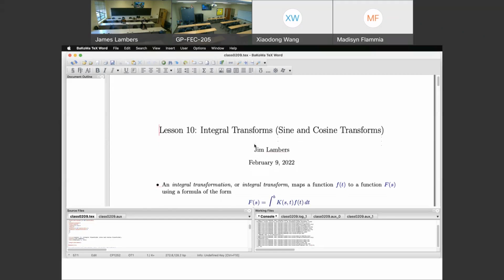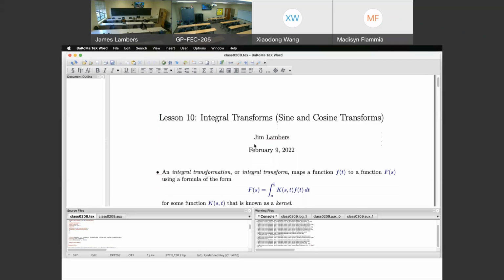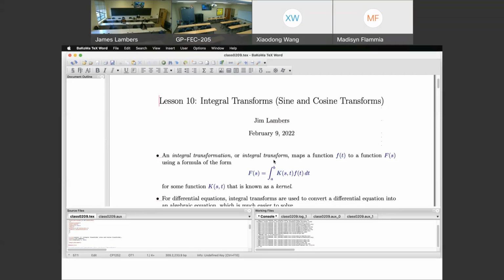So what is an integral transform? The short definition is it's a mapping of one function to another that involves evaluating an integral where we have variables for both functions, the input and output, as parameters.